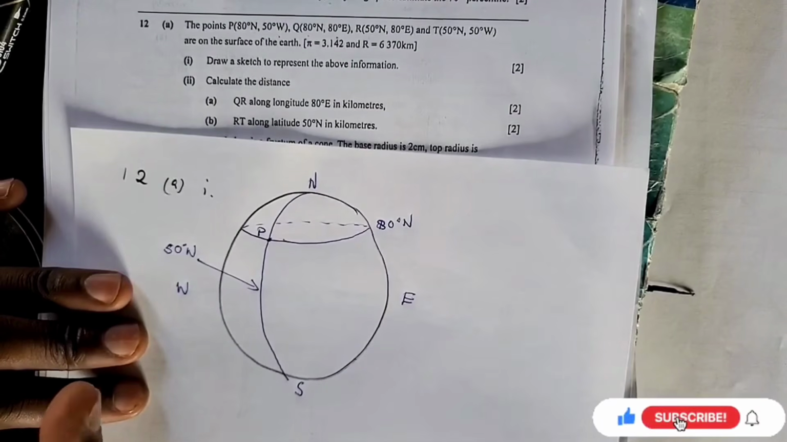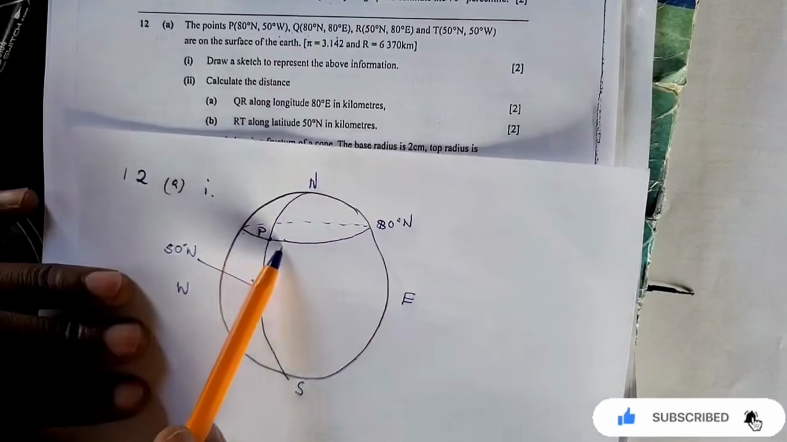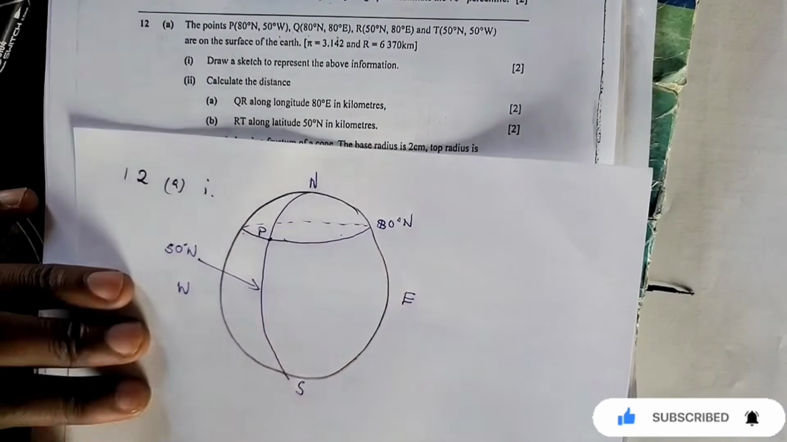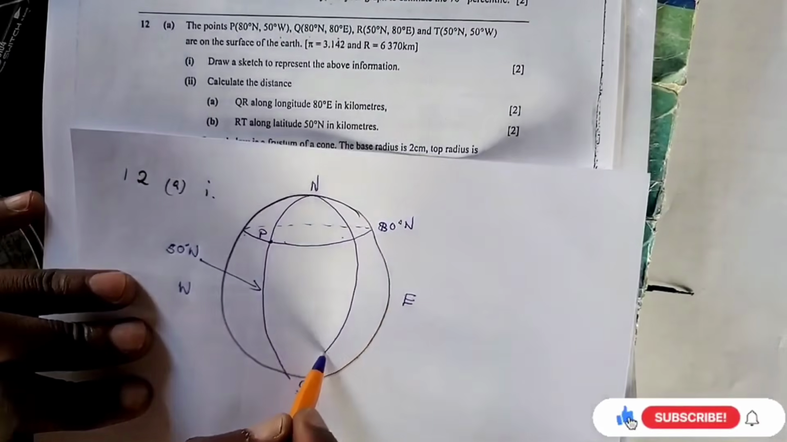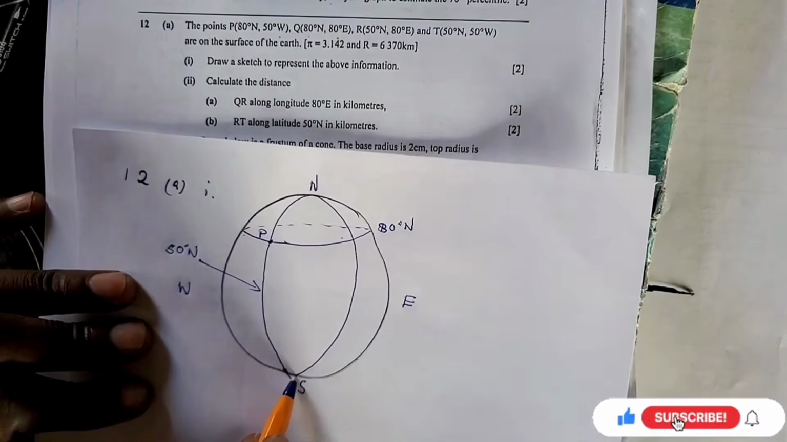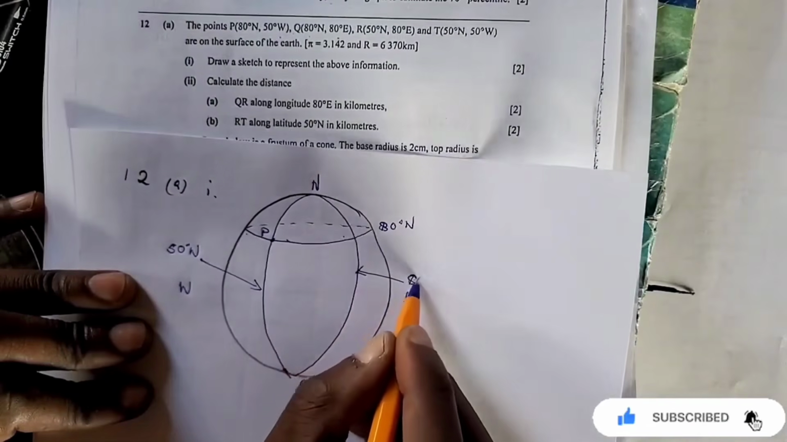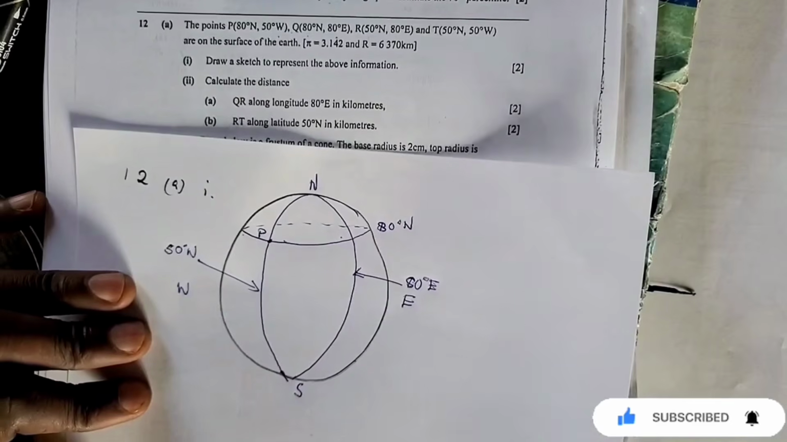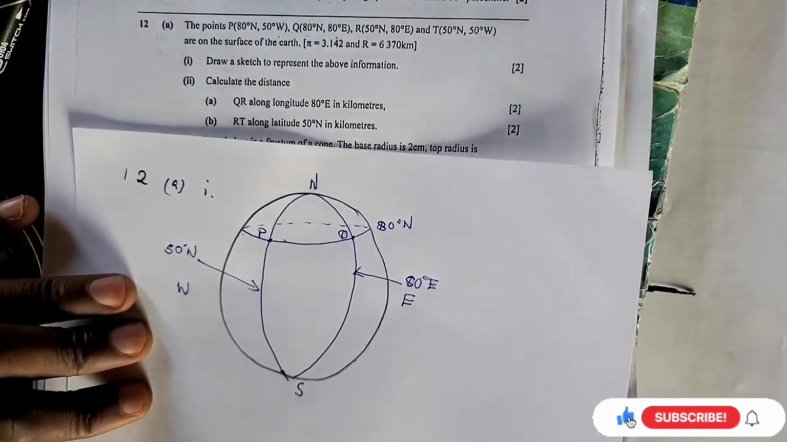You go to the next, which is Q. It's also 80 degrees north, meaning it's this one, but 80 degrees east. So we can just extend this one and do like this. Then label this one as 80 degrees east. Now where is Q? Here. So that's where Q is. Next.